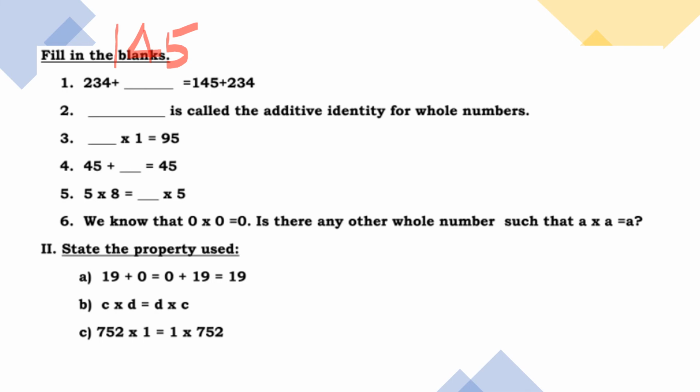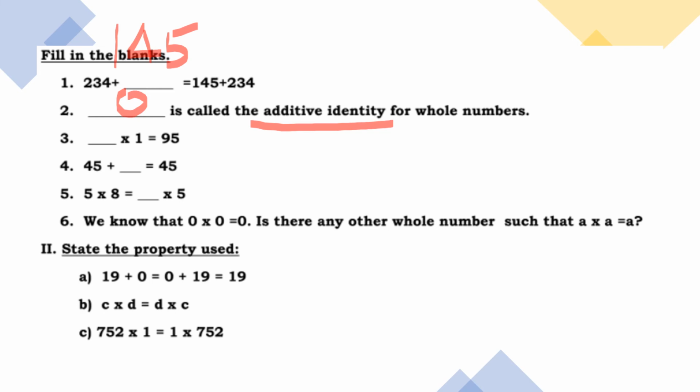The second question says, dash is called the additive identity for whole numbers. We have just seen that on adding 0 to any whole number we get the number itself. Thus 0 is the additive identity for the whole numbers.